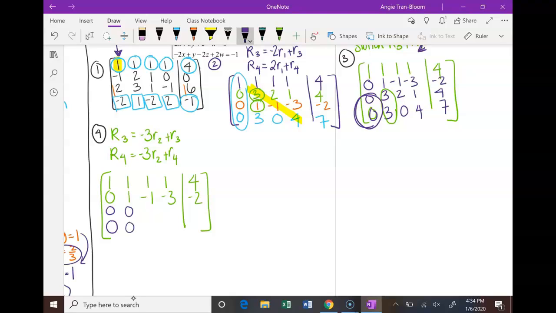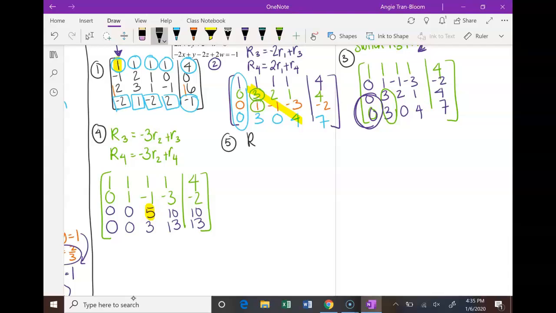Okay, and then row 3, I'm going to have 0, 0, 5, 10, and 10 with my row 3 changes. Row 4, I will have 0, 0, 3, 13, and 13. Next, I would like to get this guy right here to become a 1. So that's my 5th matrix.